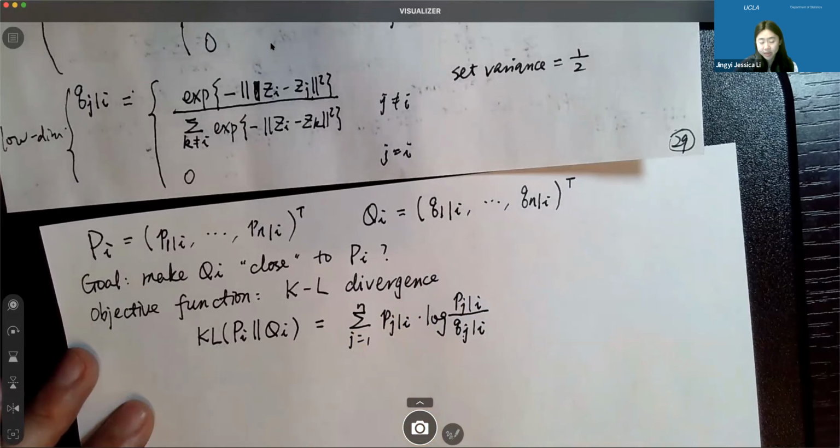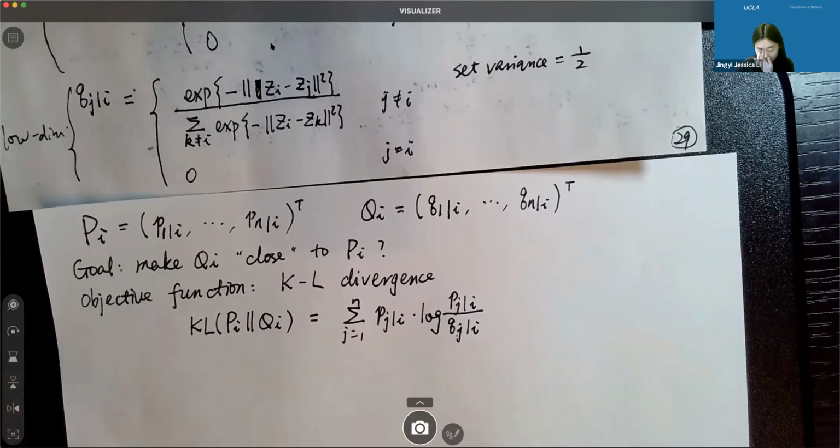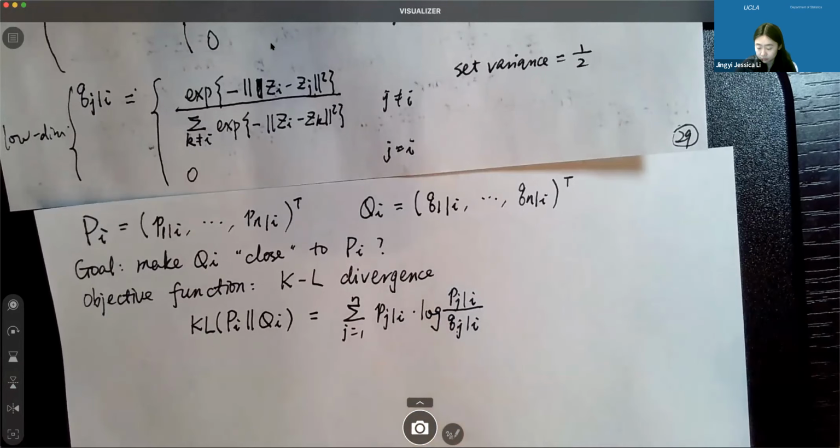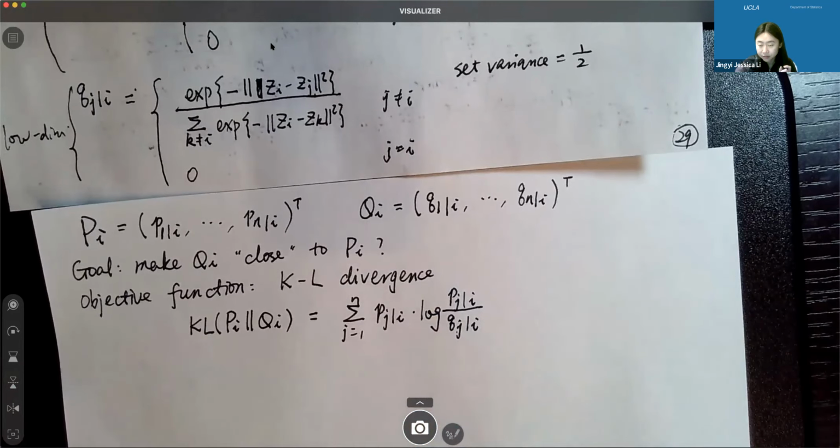Okay, and we can see easily that this KL divergence is 0 if all the Qj given i equals Pj given i. So this is log 1, and that will give me 0. So this is the KL divergence for the ith point in the center.